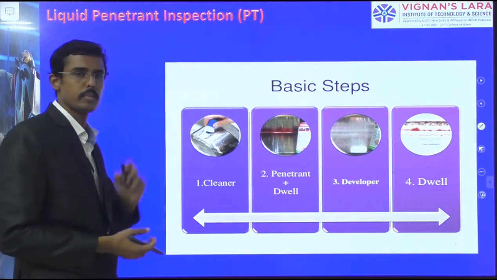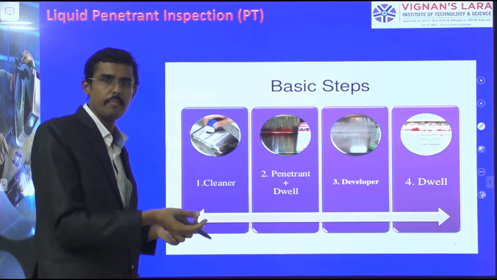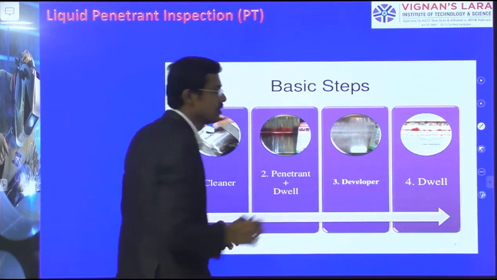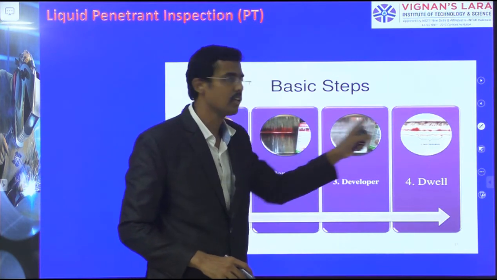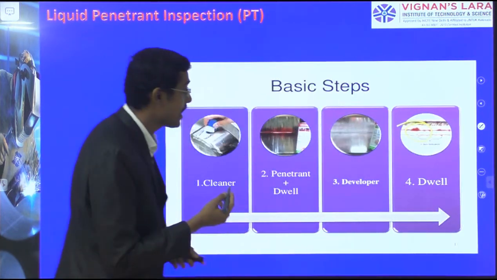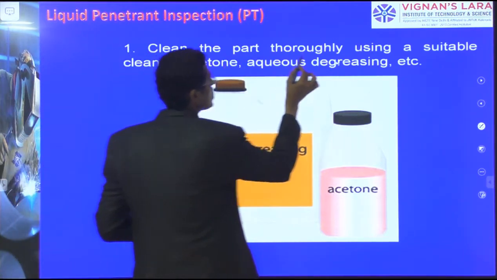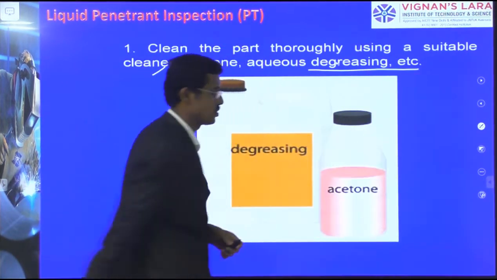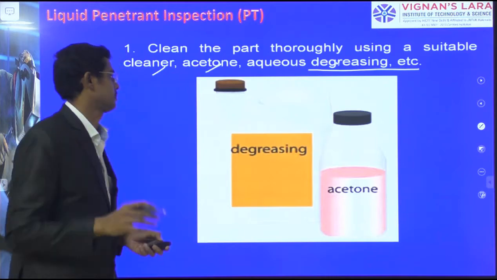See, first we are cleaning the specimen and then applying the penetrant, which is a spray type that gives a contrast color. And then over there I am applying the developer, which also gives another contrast, white color. So when the developer is applied, the penetrant liquid will be absorbed by the white developer. So we will finally get some identification. We will see again. First step, cleaning. Clean the part thoroughly using a suitable cleaner such as acetone or an aqueous degreasing agent. So first washing the surfaces which we are going to inspect.